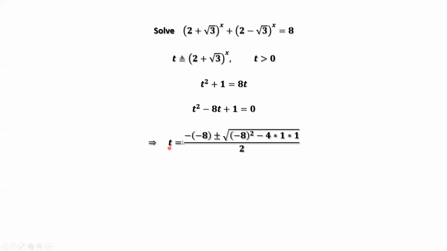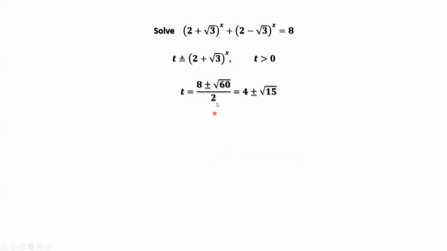t = (8 ± √(8² − 4·1·1)) / 2. This is the formula. Simplify the right-hand side. We have t = 4 ± √15. What is the definition for t? t = (2 + √3)^x.